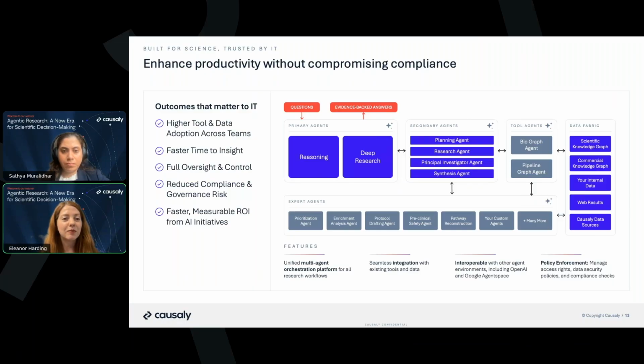We know that for IT teams, what really matters here is adoption of these tools so that they're really easy to use. And you can see here in the diagram that for a researcher using the platform, all they need to do is ask questions and they'll get evidence-backed answers back. So it's really easy to use, as easy as having a conversation. But under the hood, we have lots of different agents that are working together to provide this level of accuracy and to provide this level of relevance to the scientific workflows where this works so well. All of that means that you get faster insights with a system that provides oversight and control, with reduced compliance and governance risk, and overall that leads to faster, measurable ROI from these AI initiatives.